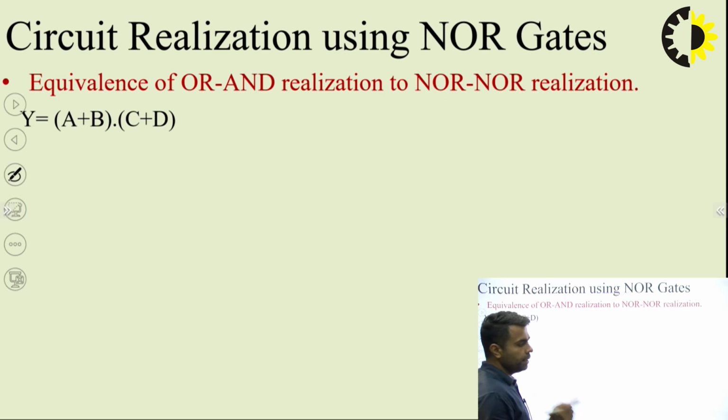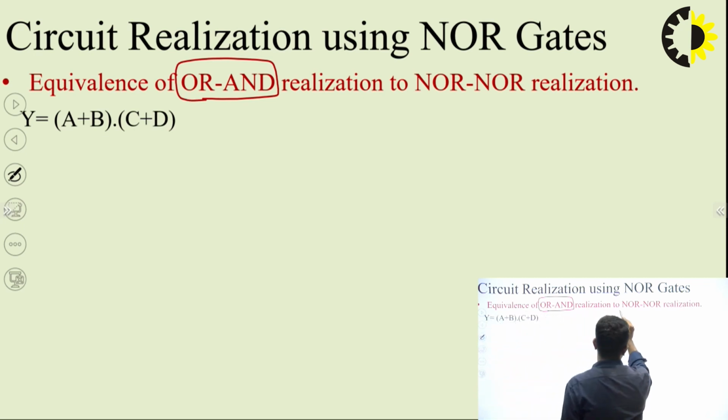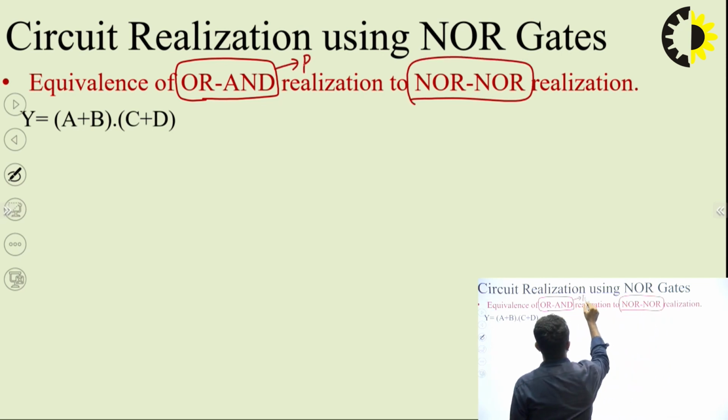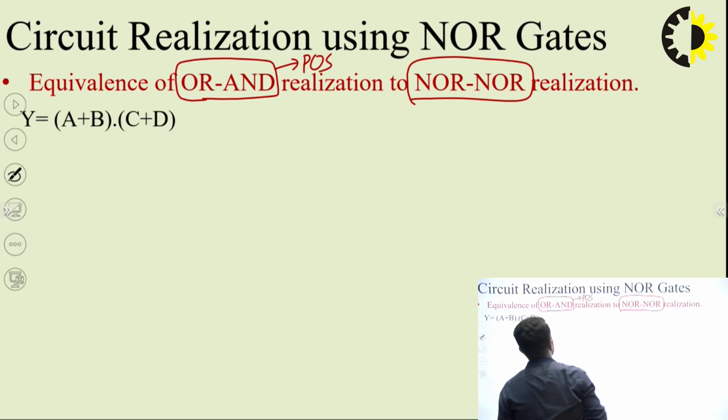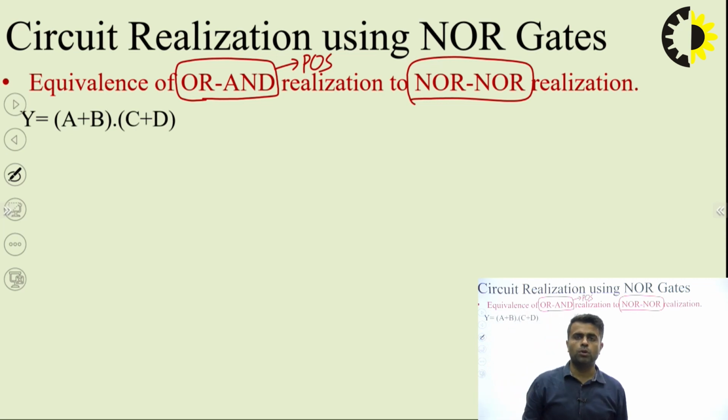Okay. Again, we are making a claim here that OR-AND based circuits, OR-AND realization is identical to NOR realization. By OR-AND we mean that it is a POS type expression. Okay. That means POS expressions can be simply realized using NOR by using all NOR gates instead of any other gate. That means NOT will also be replaced by NOR, OR will also be replaced by NOR, and AND will also be replaced by NOR. Okay.